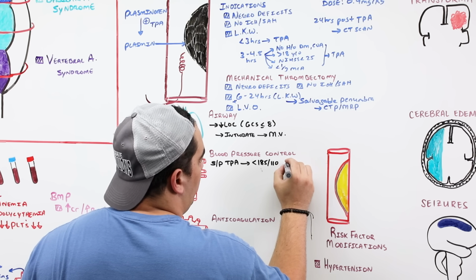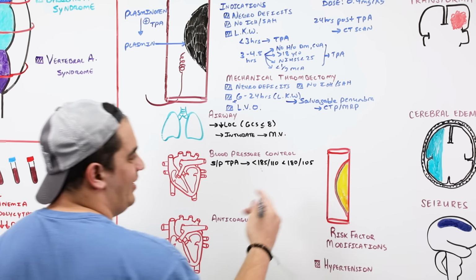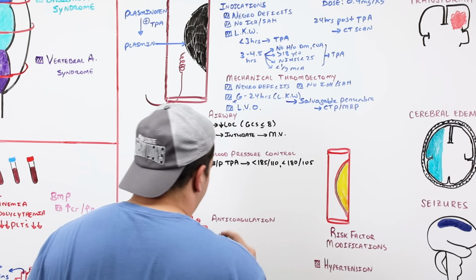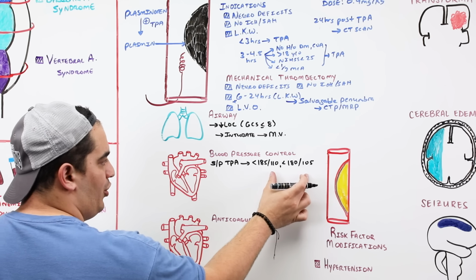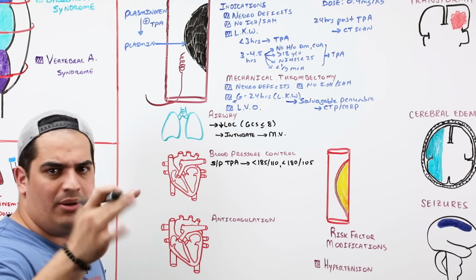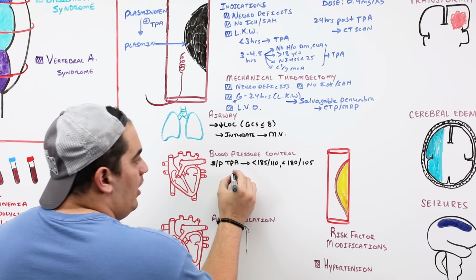185/110. Some will even say 180/105. The difference there is very minimal, really. But when we talk about these, you want to have your blood pressure less than this after TPA for at least 24 hours. After those 24 hours, you can modulate it and it's modifiable there. But how do we base this?